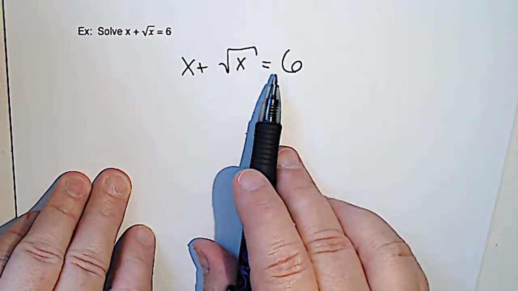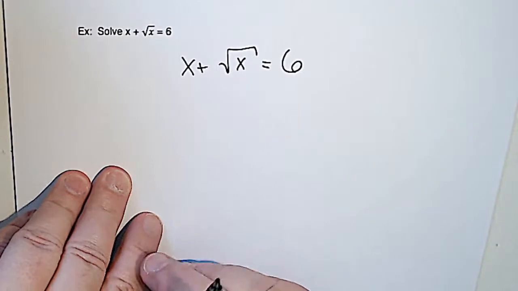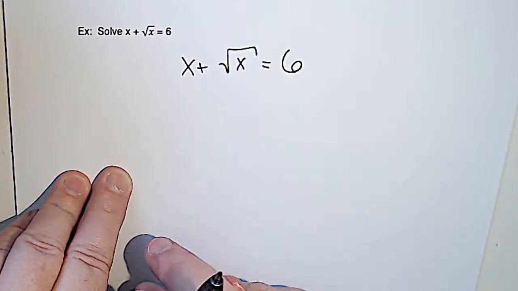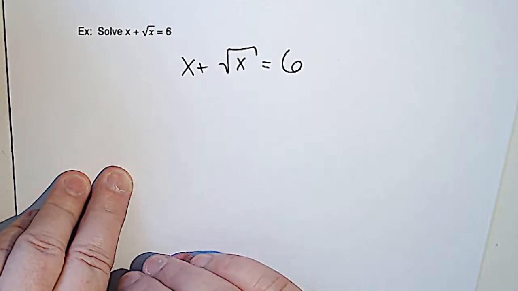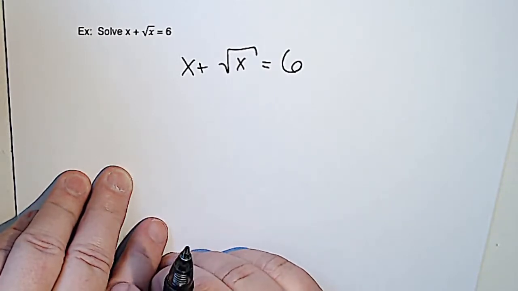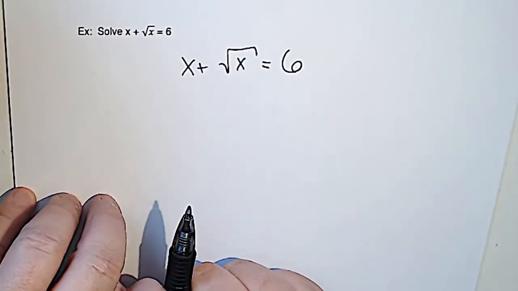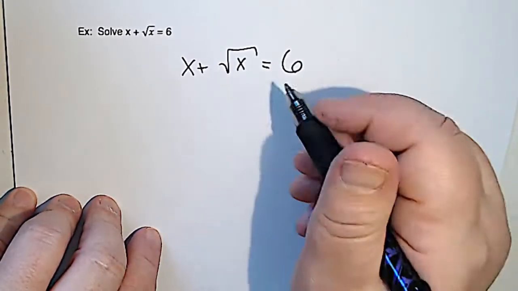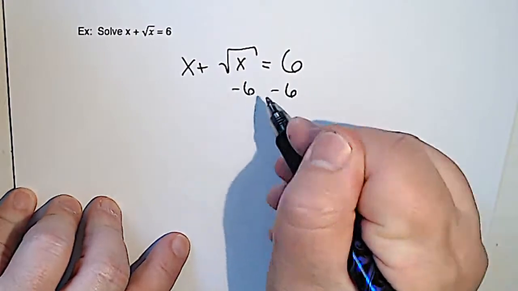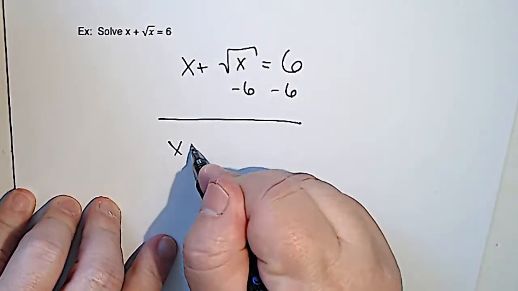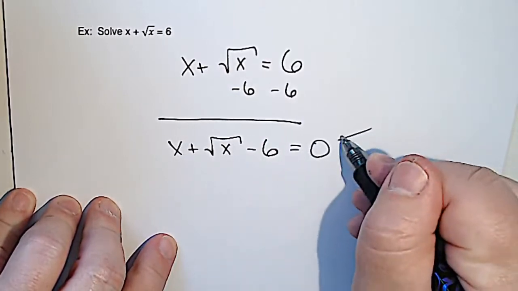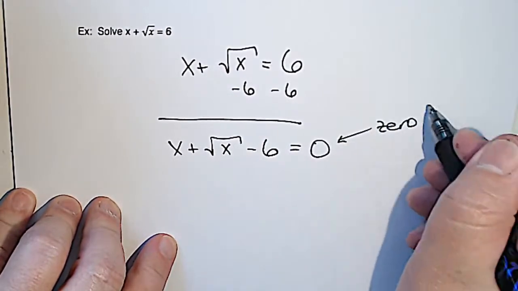X plus radical x equals 6. This you could accidentally stumble onto an answer, but you wouldn't stumble onto the complete answer. So let me show you how I would approach it as a mathematician. Because I know it's in this section, I know that the problems in this section require a 0. So we got ourselves a 0. 0! Yay!